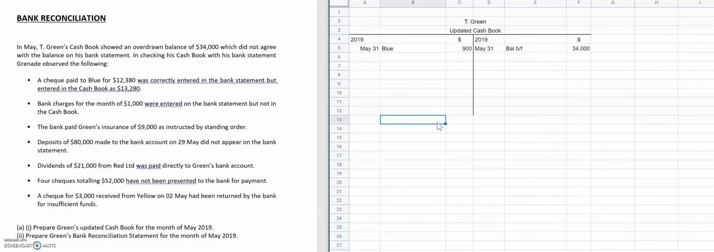Next transaction, bank charges for the month of $1,000 was entered on the bank statement but not in the cash book. So because it was not entered in the cash book, we need to now go ahead and enter it in the cash book.